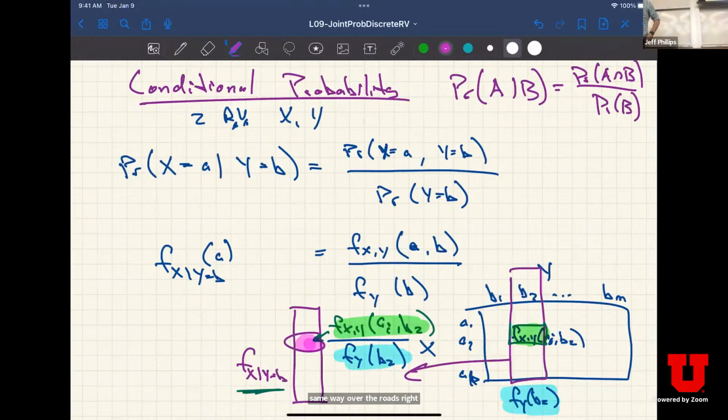Okay, so I can define this. I get a new probability density function, which is conditioned on one of the random variables taking on a certain value.